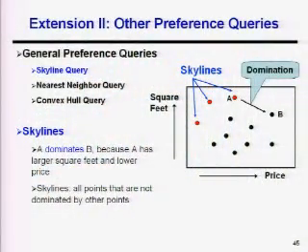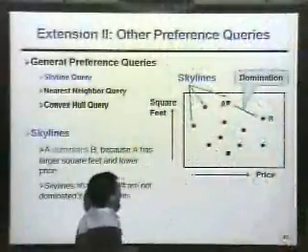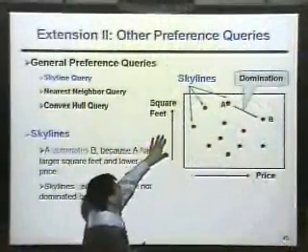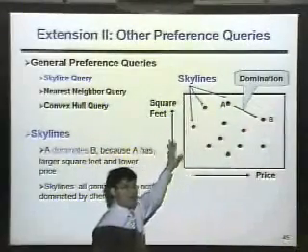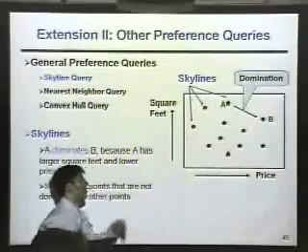There are other extensions that, given this framework, instead of this top K query, we can handle other queries like skyline query, nearest neighbor query, or convex hull queries. So I use a skyline query as example. For the skyline, we say A dominates B because A has larger square feet and A has lower price. So A is better in every way. So we call B dominated. If a data object is not dominated by any other object, it's a skyline.